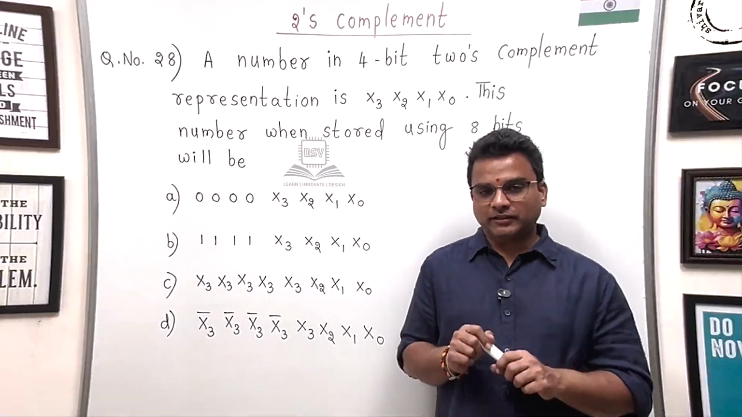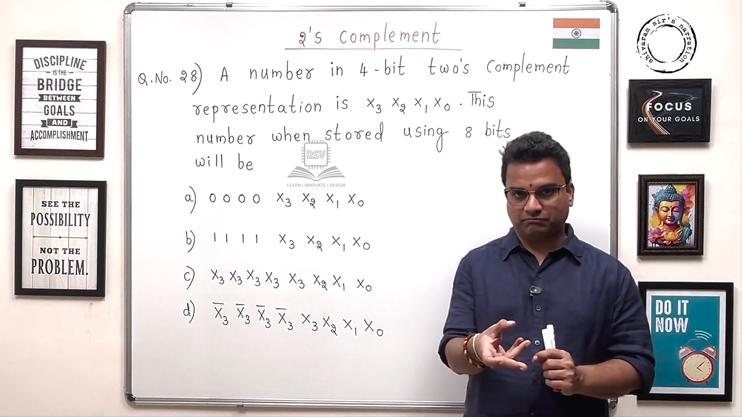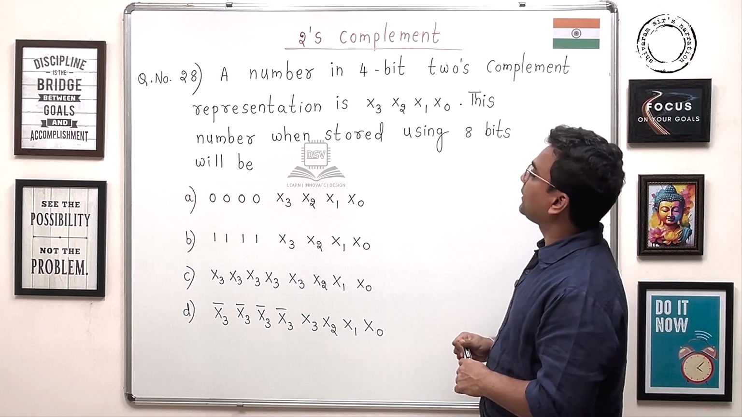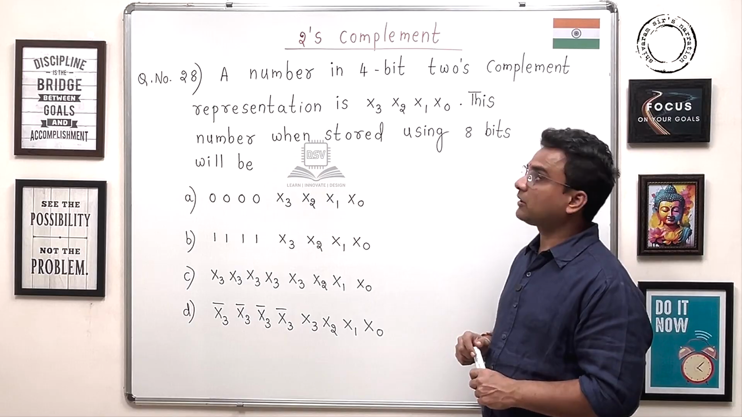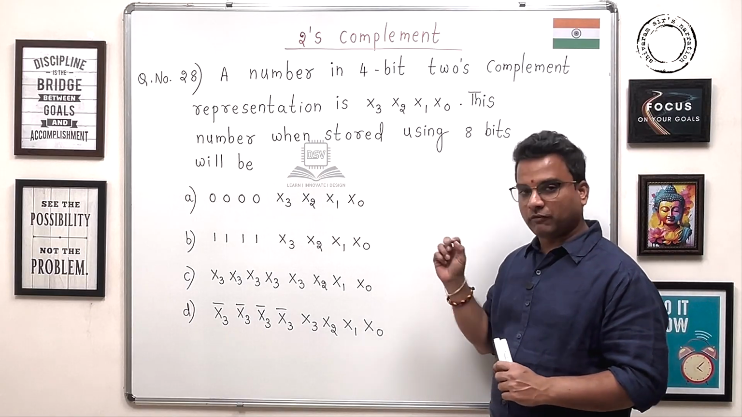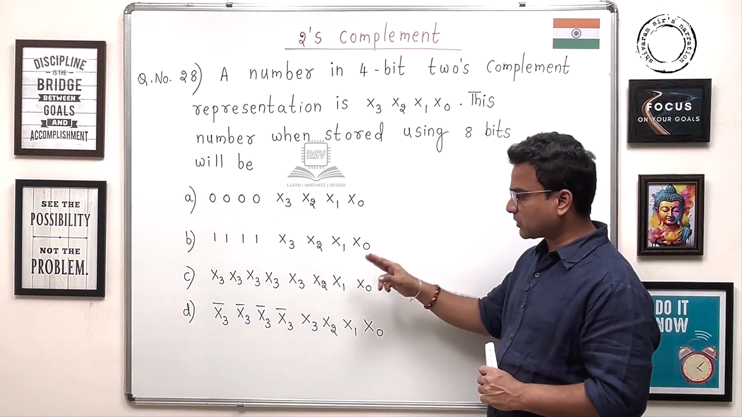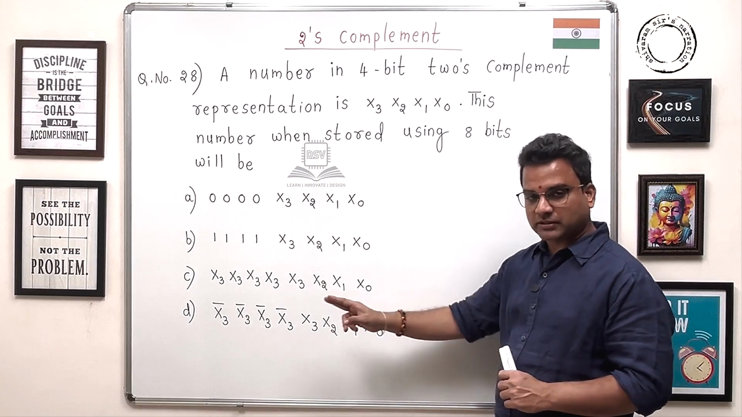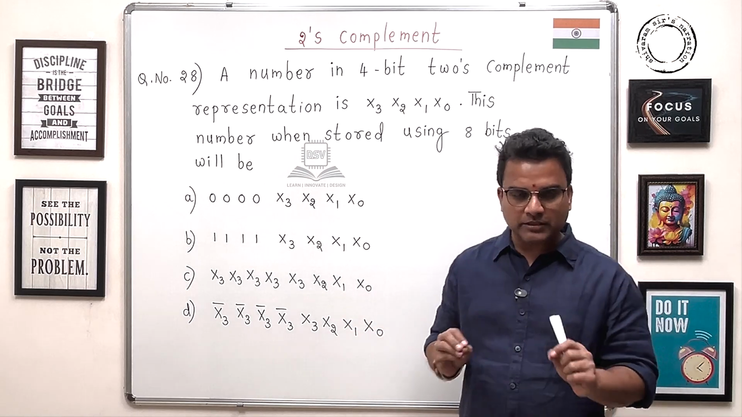Got it? In this video, we are going to discuss 2's complement extension. Let's see the question, number 28. A number in 4-bit 2's complement representation is x3, x2, x1, x0. This number, when stored using 8 bits, will be: 4 zeros x3, x2, x1, x0; 4 ones x3, x2, x1, x0; x3 4 times x3, x2, x1, x0; or x3 bar 4 times x3, x2, x1, x0. The question is very simple.